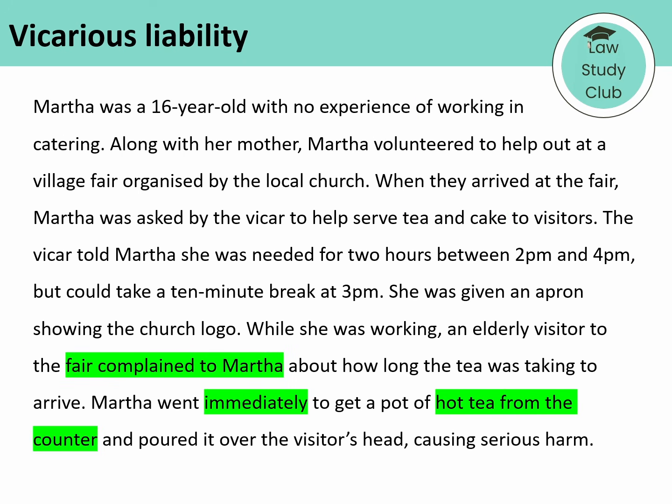So then we need to move on to question 2 and ask whether there's that close connection between the tort Martha committed, pouring the tea over the visitor's head, and what she was employed to do. Now you can imagine that the church might argue that they clearly didn't employ Martha to attack visitors, but we know from cases like Mohammed v Morrison's that even committing a crime doesn't stop there being that close connection.